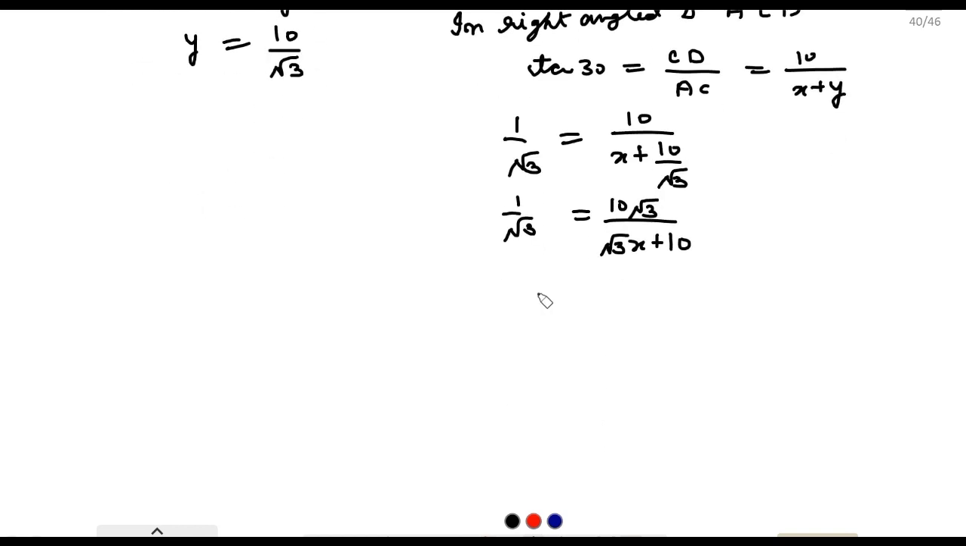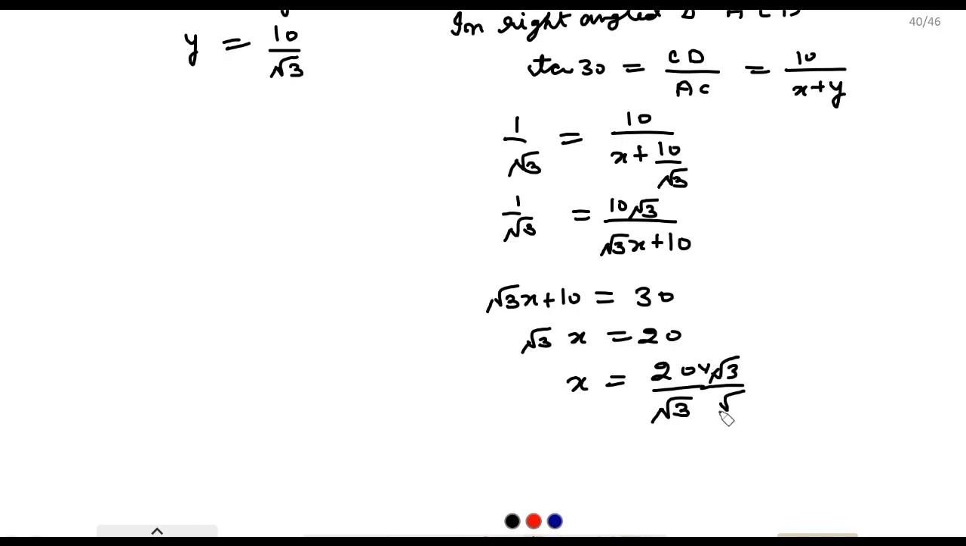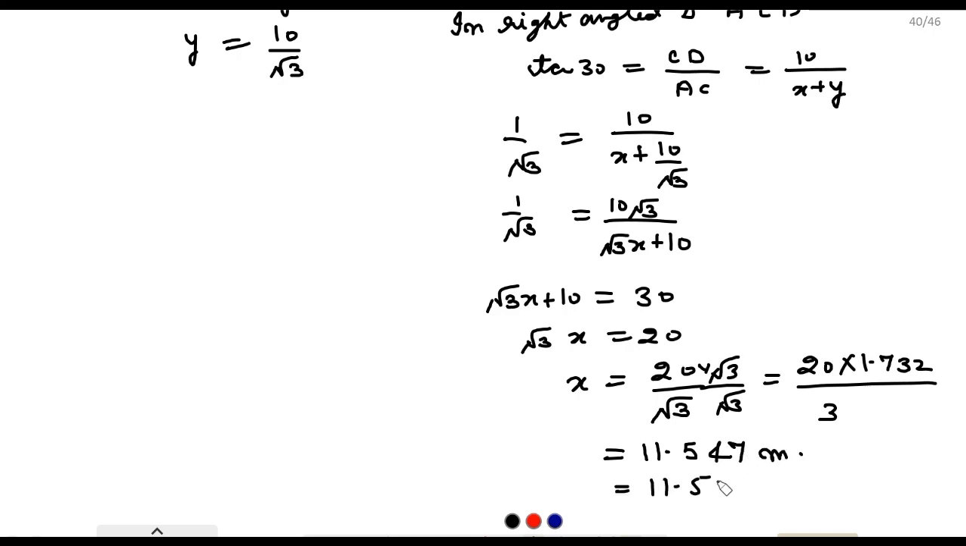Cross multiply. X is equal to 20 upon root 3. That is equal to 11.547 meters, and rounded off, 11.55 meters.